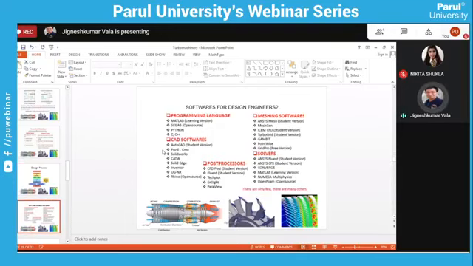There are different types of software available for design engineering. So using this software, using this technique, using this programming language, we can develop the test record, we can develop the machines, right? So the software for design engineers, like programming languages. There are different types of programming languages, like MATLAB, Scilab, Python, C, C++. The CAD software is there, like AutoCAD, Creo, SolidWorks, CATIA, Solid Edge, right?